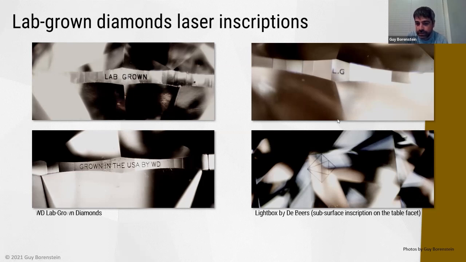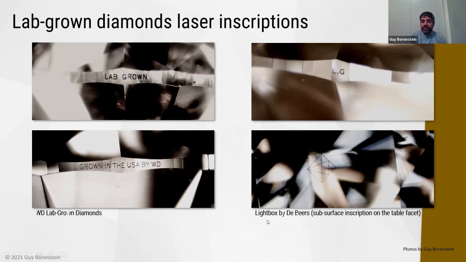Some other firms are using the inscription to brand themselves. For example, we have a big manufacturer in the US called WD lab-grown diamonds. And they are inscribing on all of their girdles, "Grown in the USA by WD." Meaning, straightforward, you know exactly what you are getting.